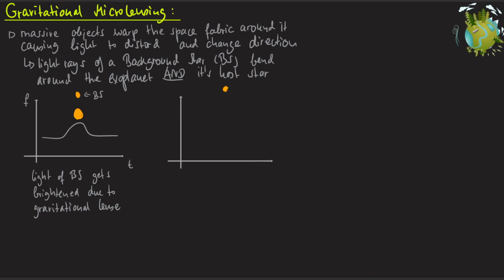Now let's look at the same situation with a planet. The background star, the foreground star, but now we also have a planet. We put a planet here. So again, we have flux on the y-axis and time on the x-axis, by the way. Now let's look at the light curve.